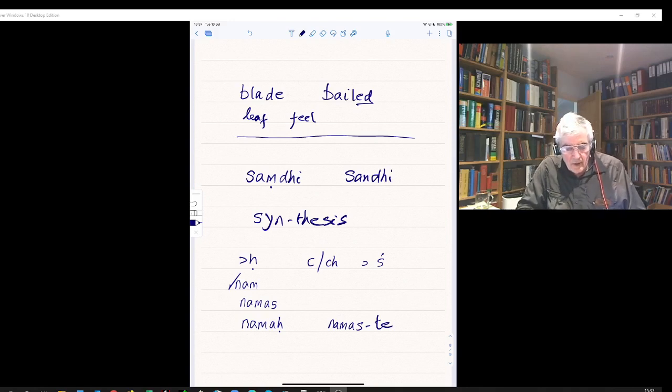Next one. Kutra gachava. Kutra gachava means where are we going? Where are the two of us going? No sandhi rule to be applied here. The previous word, first word I should say, kutra, ends in a vowel. The second begins in a consonant, there's no sandhi to be applied. Kutra gachava, where are we going?